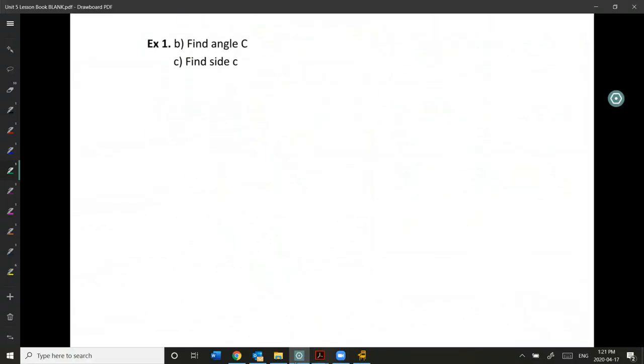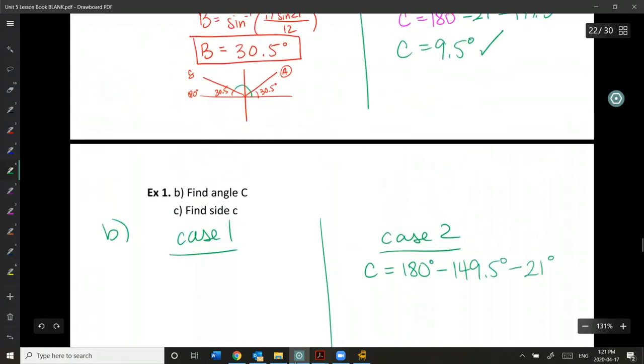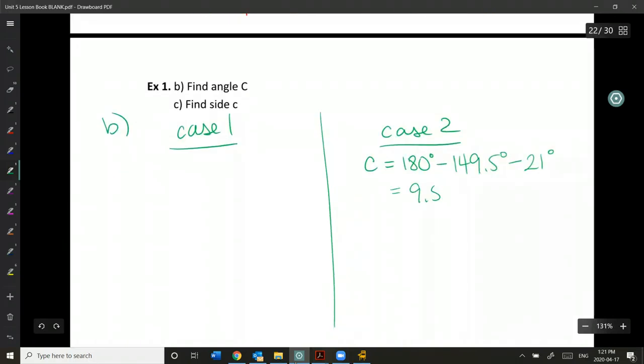Okay, and the rest of this actually asks us to find angle C anyways. So we're going to just continue along with case number 1 and case number 2 for part B. Part B I already did for angle C above, so I'll just rewrite it here. So that was 9.5 degrees.